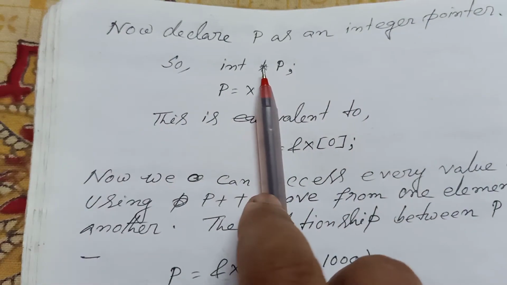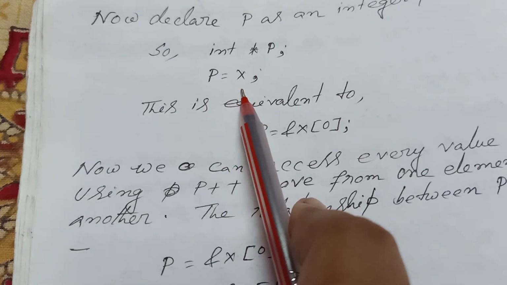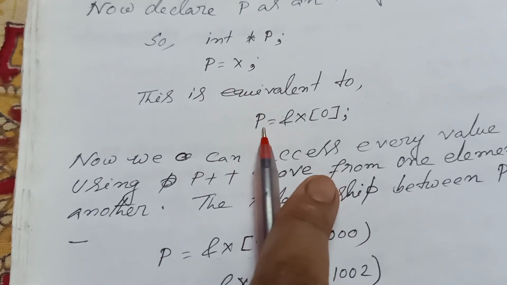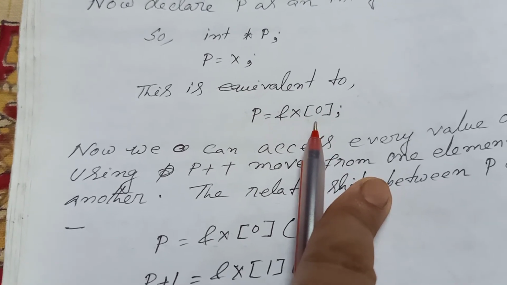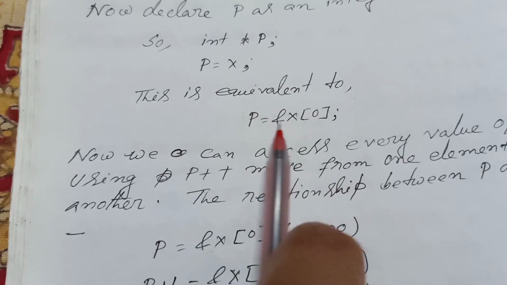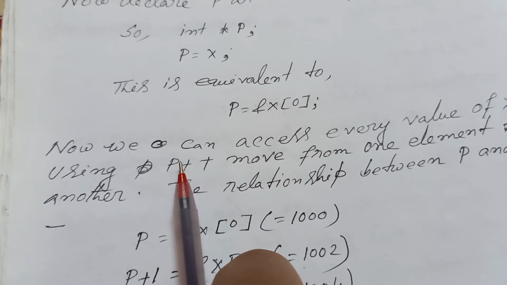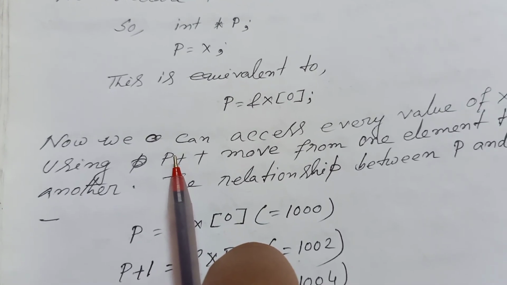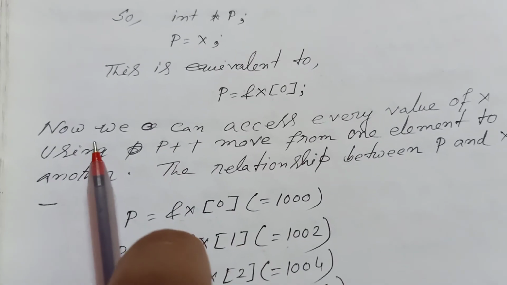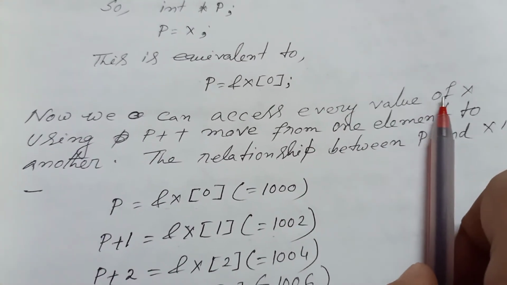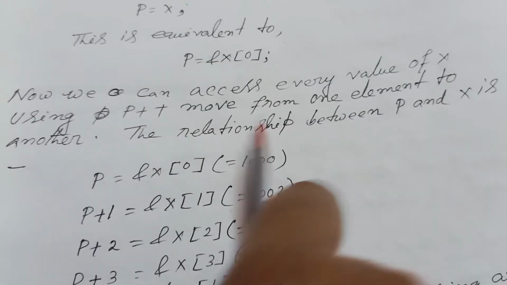So we declare int pointer p. Now p equal to x, this is equivalent to p equal to &x[0]. Okay, in this way p equal to &x[1], &x[2], &x[3] and &x[4]. Now we can access every value of x using p plus plus to move from one element to another.